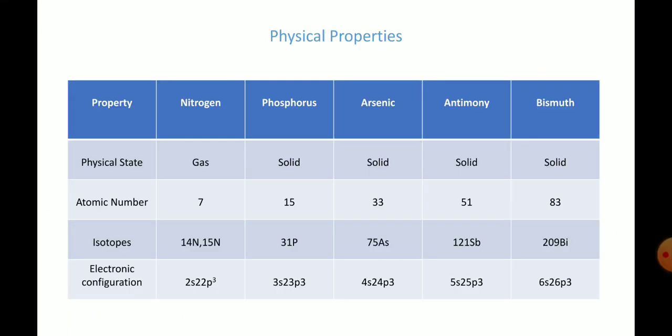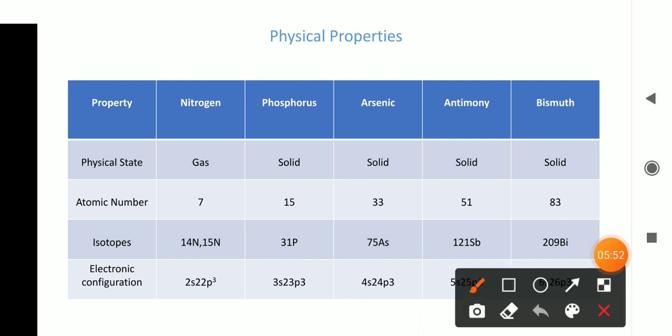Now in this slide I have taken the physical properties of group 15 elements. There are so many physical properties given in your textbook, but I have taken only a few, the things which we need to remember. In these physical properties, the properties we are going to see are, first one is physical state, second one is atomic number, third one is isotopes of the particular element, and finally electronic configuration. And even in this electronic configuration, I have taken only the valence shell electronic configuration.